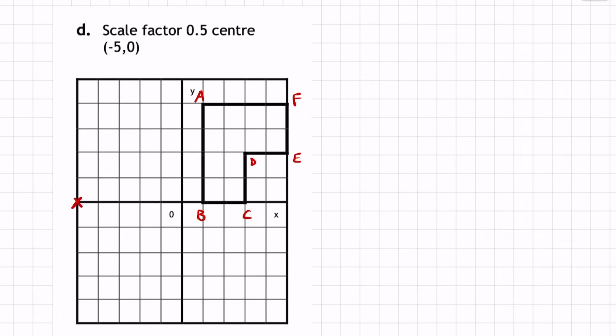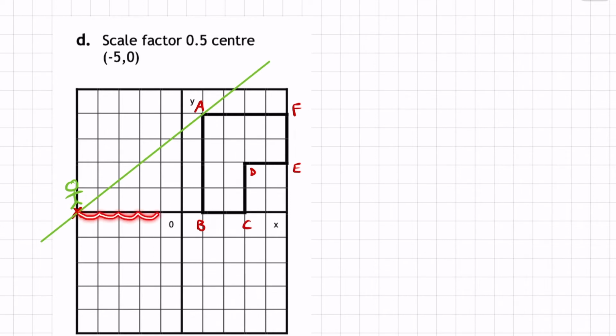Next, we need to join one point of the shape and the enlargement center together. Make sure you extend the line like this in both directions. Now here's something really important. You always start from the center of enlargement. This is where you are standing. Let's see how to get to point A. We need to go 1, 2, 3, 4, 5, 6 to the right, and 4 up.